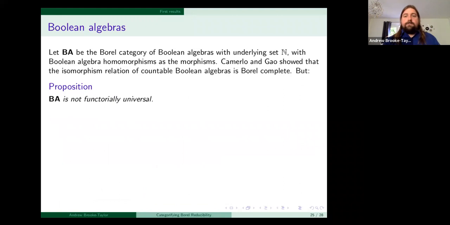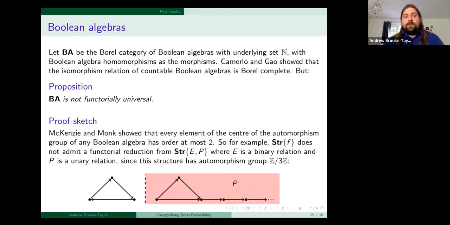All right, Boolean algebras. Camerlo and Gao showed that the isomorphism relation for Boolean algebras is Borel complete. But again, this is not functorially universal, and again, it's about automorphism groups. A lot of these results require you to dig through the literature for the right automorphism group results, but once you find them, it's easy.